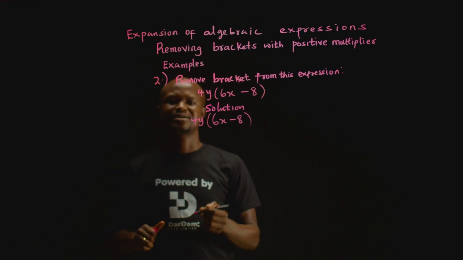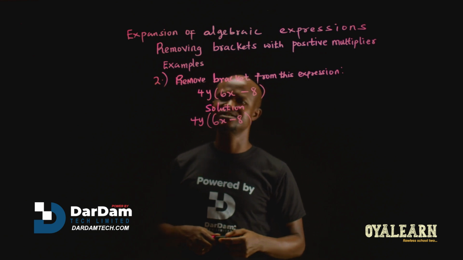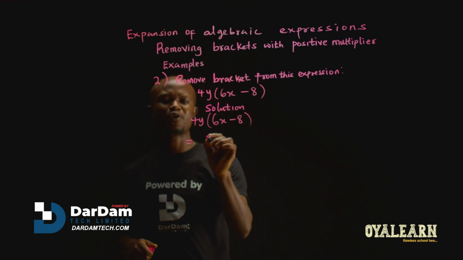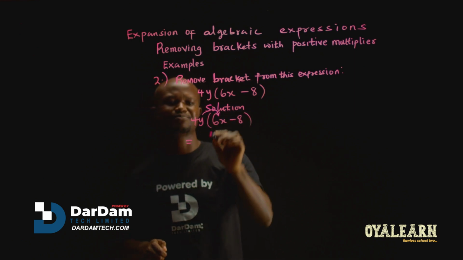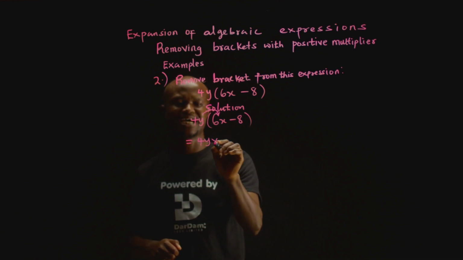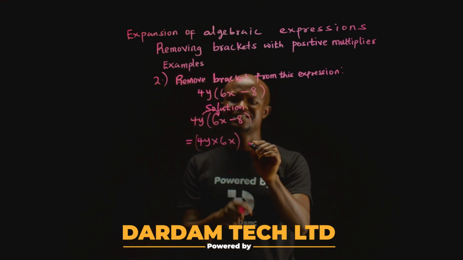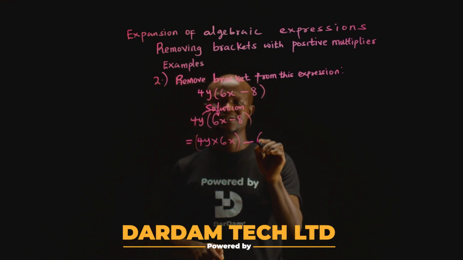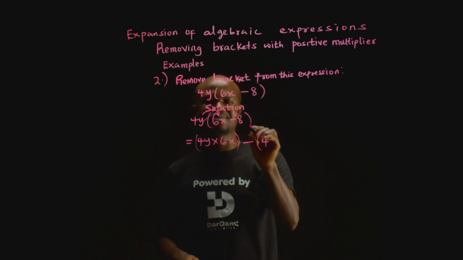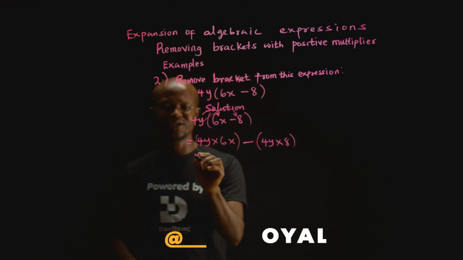Now, this 4y is positive, hence it is a positive multiplier. The 4y will be used to multiply the first term here inside the bracket. That will be 4y times 6x. Then, it will also multiply, we have minus at the middle, then multiply by what? 4y times 8. So what do we have?